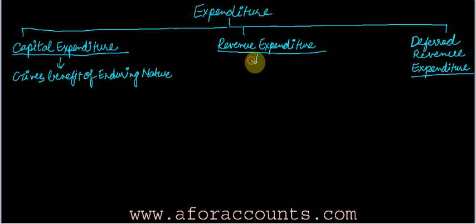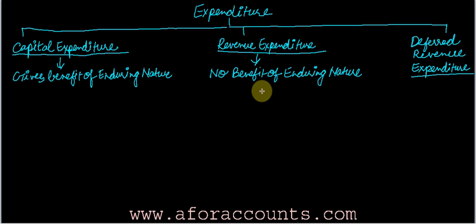Okay, and what about the revenue expenditure? It generally exhausts in one single accounting year. So, no benefit of enduring nature. Let me tell you that generally capital expenditure is placed in the balance sheet. It is a balance sheet item.